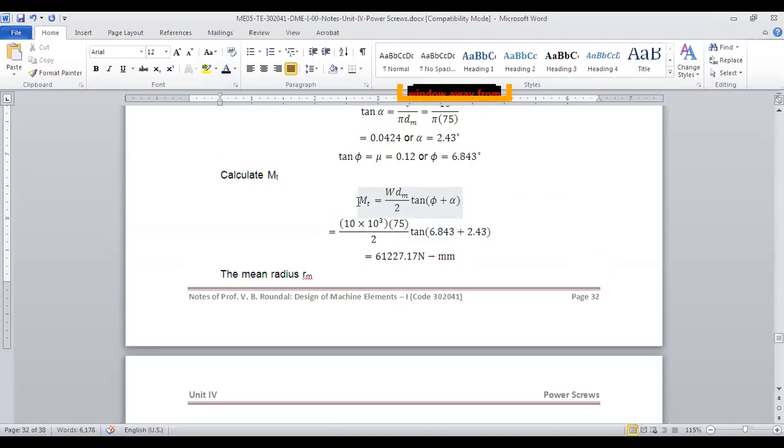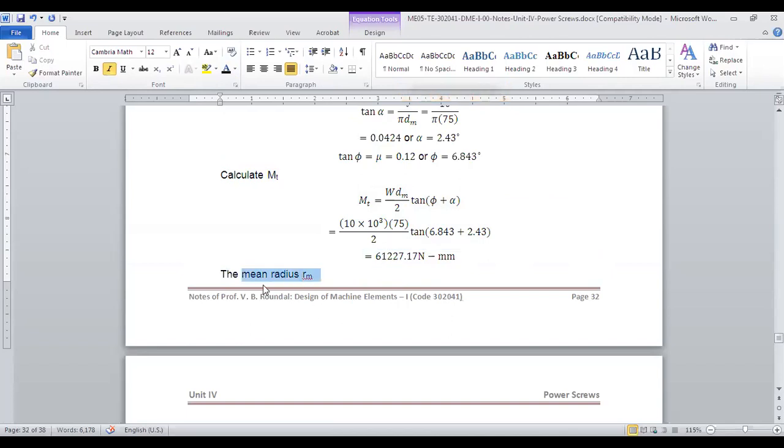So W is given as 10 into 10 raised to 3, that is 10 kilonewton, right? Dm is given, and we have found out phi and alpha. So with this we can find out the torque required to raise the load, which will be 61,227 Newton mm. Okay, clear? So we have found out MT using W into dm by 2 tan(phi plus alpha).